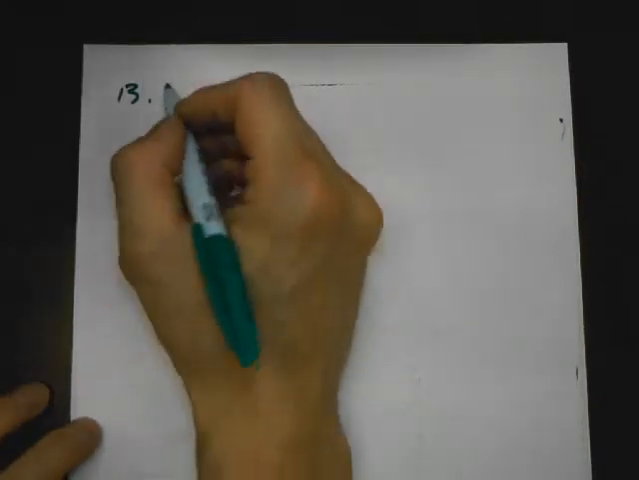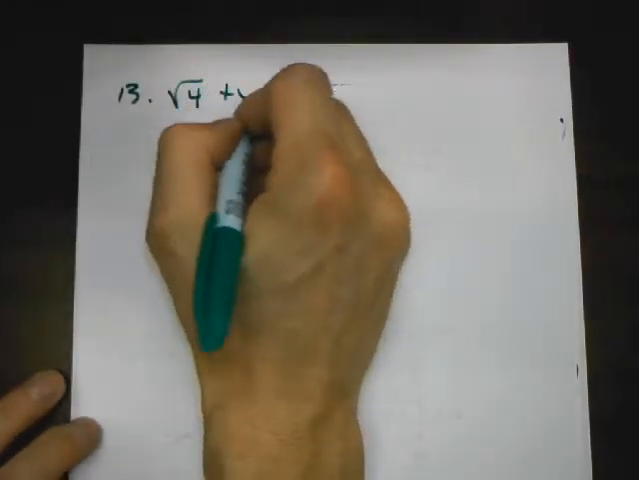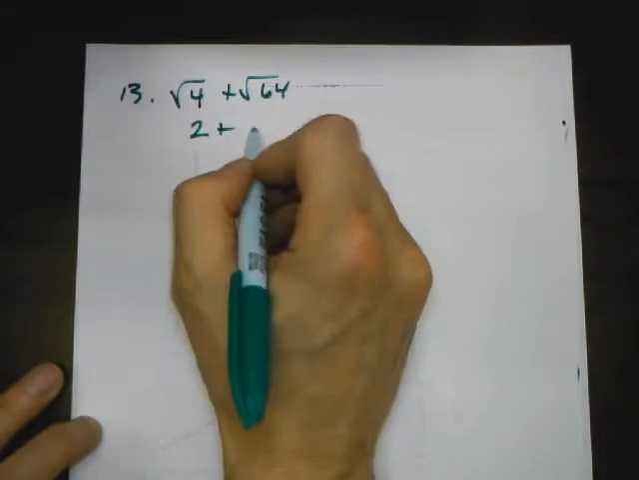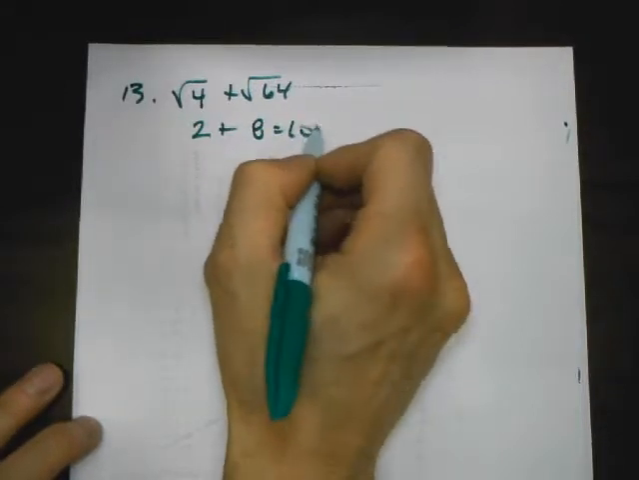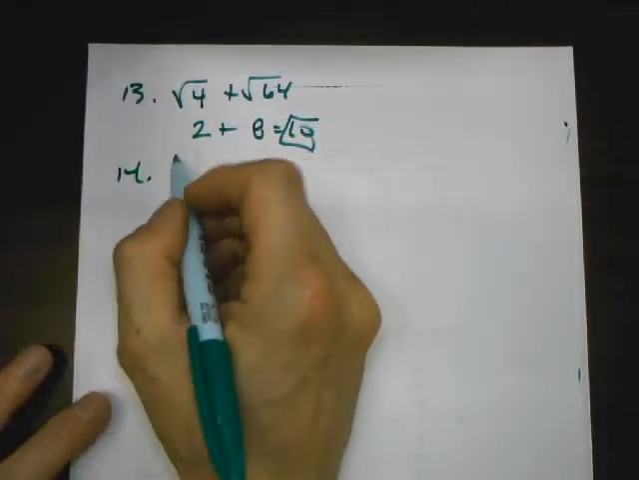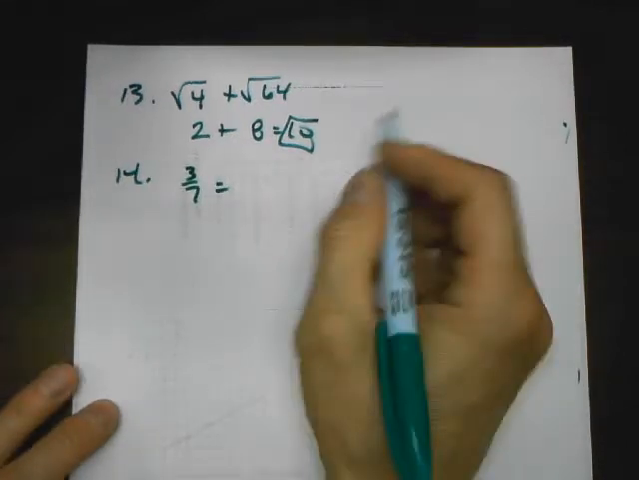Alright, I hope I don't skip another problem now. Let me see. From 11, we'll go to number 13. Just kidding. We did number 12, so now we'll do 13. Number 13 is, we're going to simplify the square root of 4 plus the square root of 64. Square root of 4 is 2. Square root of 64 is 8. The answer is 10. Number 14, write the fraction 3/7 as a decimal.